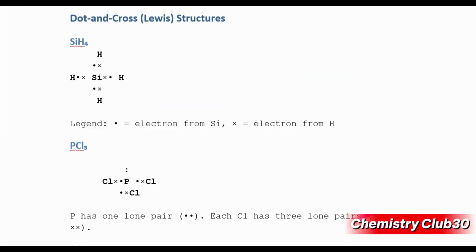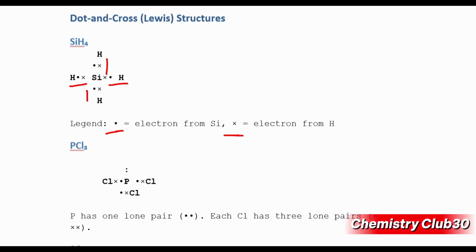The dot and cross formula of silicon tetrahydride is given here, in which the silicon atom forms four single covalent bonds with four hydrogen atoms. So this electron pair is showing the single covalent bond that is present between silicon and hydrogen, and there are four single bonds, 1, 2, 3 and 4, between silicon and hydrogen atoms. The electrons from silicon are shown by dots, and the electrons from hydrogen are shown by crosses.